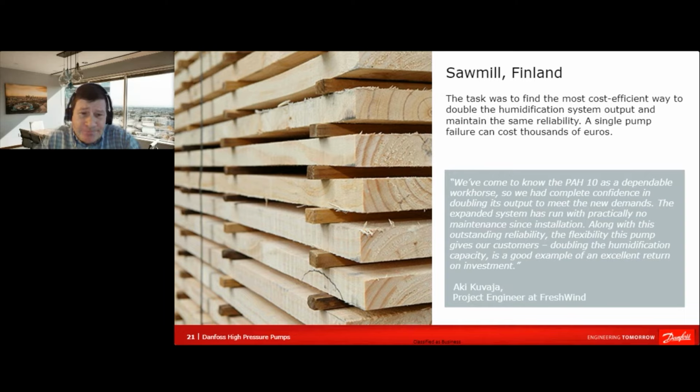And all this feedback we have got from the clients, many of them say that also the next system will be based on these high pressure systems.